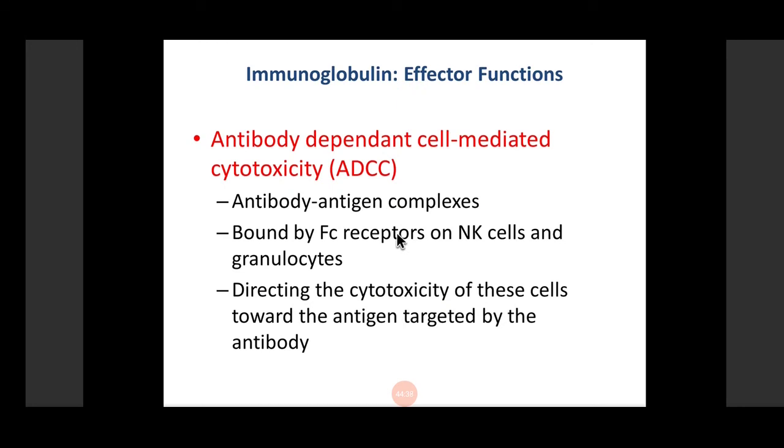And finally, there is antibody-mediated or antibody-dependent cell-mediated cytotoxicity.